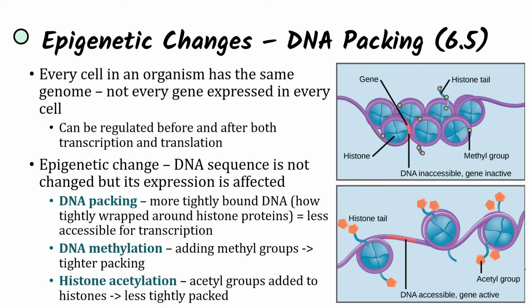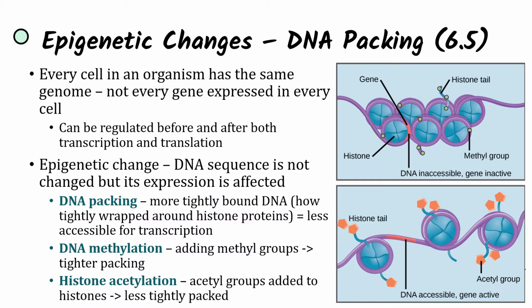You have cells that have different functions and specific purposes, and so gene expression needs to be regulated, and this can happen before and after transcription and before and after translation. And an epigenetic change is when the DNA sequence is not changed, but its expression is affected. And this happens in eukaryotes through DNA packing. And this just means that the more tightly bound the DNA is around the histone proteins forming that nucleosome, the less accessible that DNA is for transcription, so the less chance that this DNA will be transcribed.